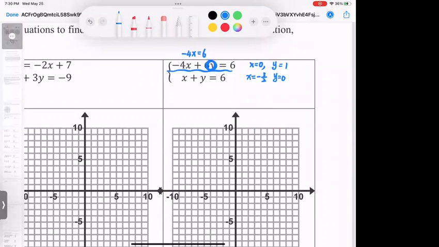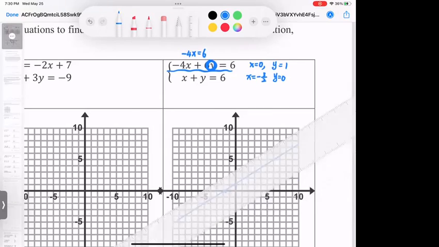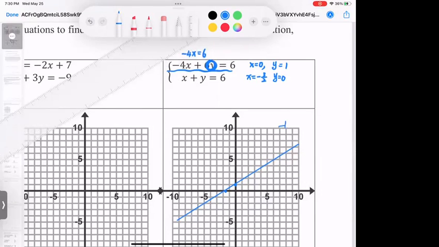x is 0, y is 1. y is 0, basically x is negative 1.5. I use a ruler to connect these 2 points and draw in the linear equation. So here it is, for negative 4x plus 6y is 6, right? Does everyone agree with that?